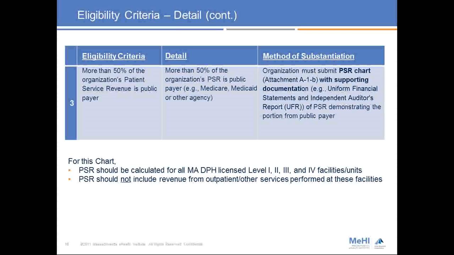Applicants must complete documentation of their PSR in the chart found in attachment A1B of the solicitation. It is critical that the appropriate supporting documentation, such as a Uniform Financial Statements and Independent Auditor's Report, or UFR, accompany the completed chart. We strongly suggest that organizations include a spreadsheet that clearly supports eligibility criteria by tying the information provided in the form back to the UFR supporting documentation.